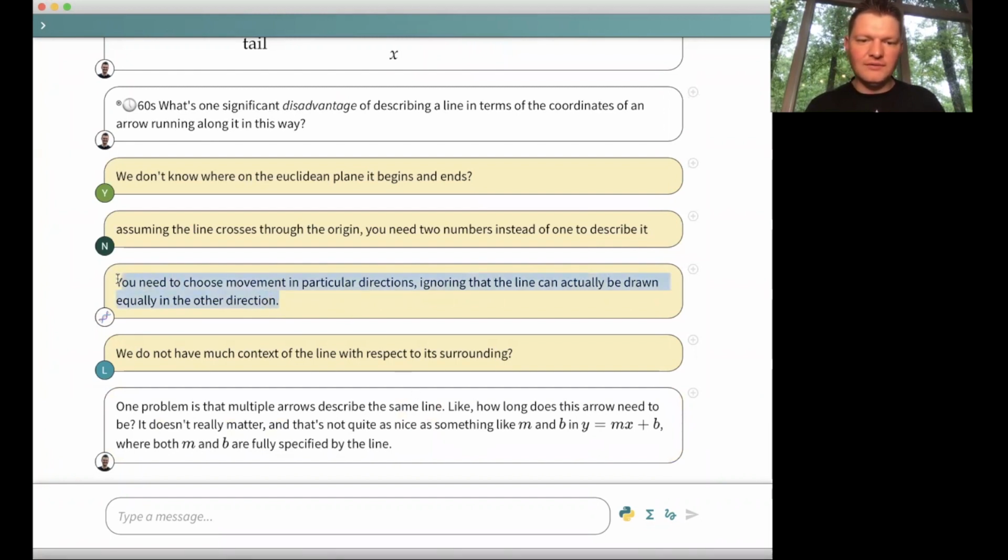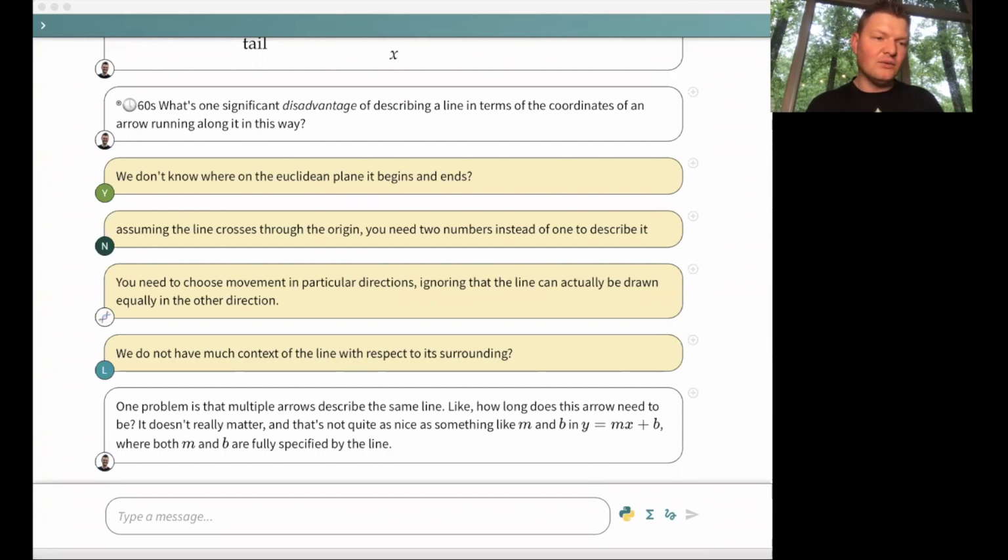There's also the fact that it can be pointing in the opposite direction. So in choosing an arrow, we're sort of choosing an orientation for the line, which is not part of the line, really. These are all meaningful drawbacks, because if you do y equals mx plus b, then m and b are uniquely determined by the line. So everybody's going to get the same answer, and there's not as much wishy-washiness involved.